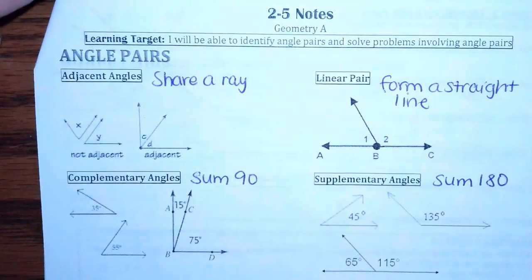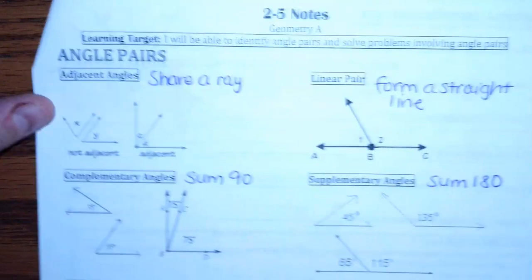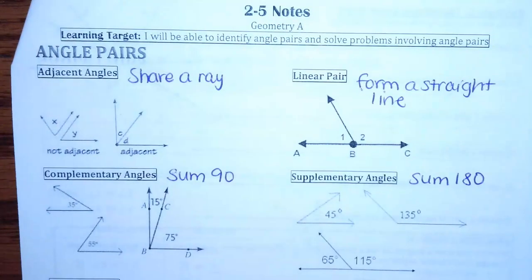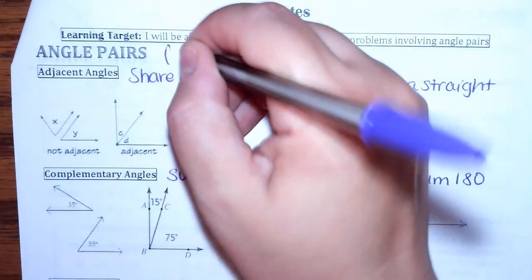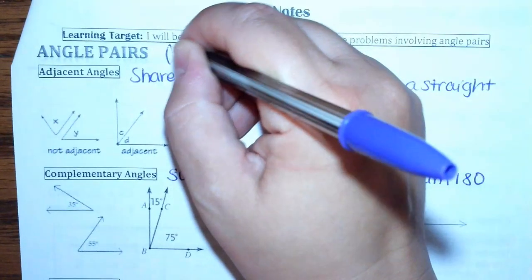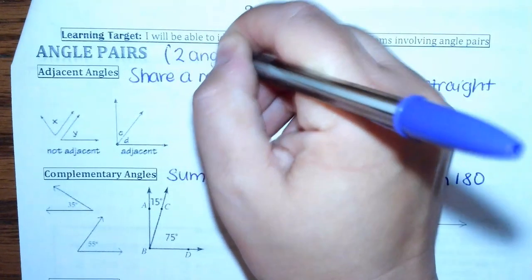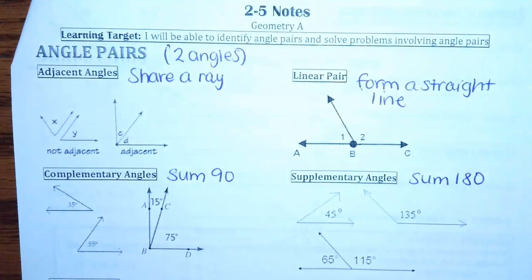All right, today we're going to just talk about some angle pairs and identifying them and how to solve problems that involve angle pairs. So angle pairs, as you would hope the word pairs would indicate, are going to talk about specifically two angles, and I've got the definitions up here at the top all ready to go for you.